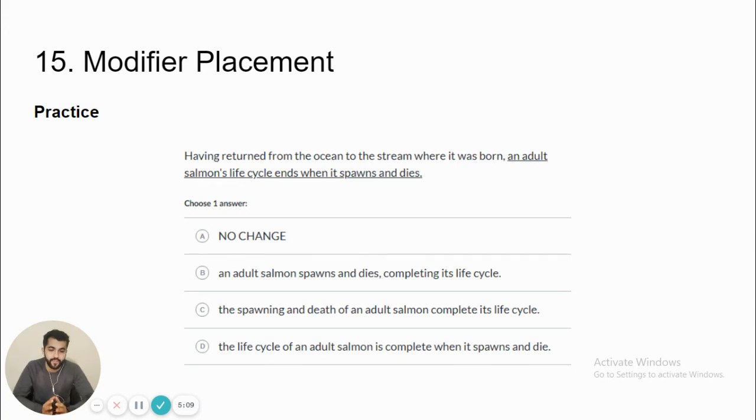And after the comma, we should have the noun which the modifier is describing. But the noun that we do have is an adult salmon's life cycle. Now, the modifier is not describing the life cycle, it's describing the adult salmon, right? So we look for the option which gives us the appropriate noun. And that option is option B: An adult salmon spawns and dies, completing a life cycle. In only option B, a proper noun follows the modifier, hence it's correct. So that's how you tackle modifier placement questions, and in the next video we will cover another topic.